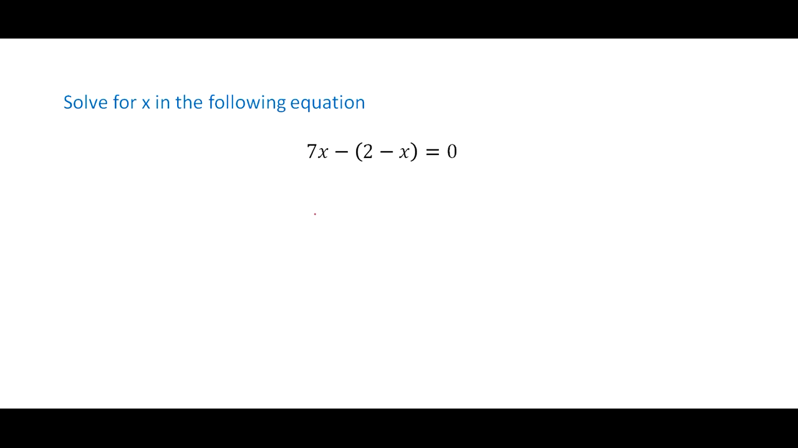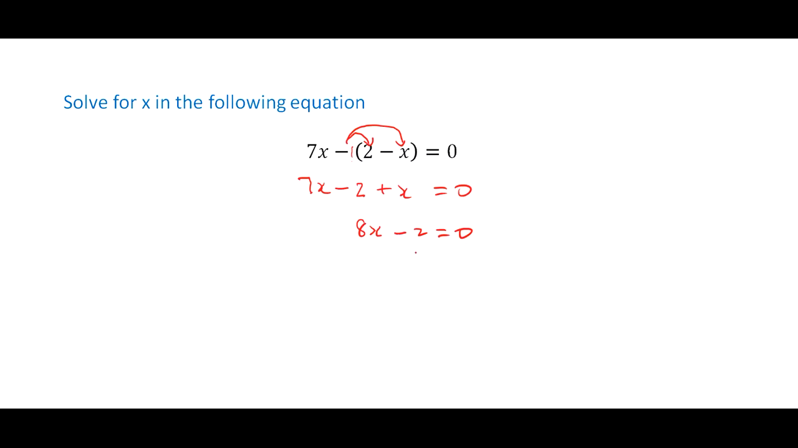Let's look at this one here. So, 7x minus, open brackets, 2 minus x. First thing we should do is remove these brackets. So, 7x. Now, this is the same as saying that you have a minus 1 in front of this. So, if we have to remove the brackets, we're going to do this. Minus 1 multiplied by 2 will give me minus 2. And minus 1 multiplied by minus x will give me plus x. Equal to 0. So 7x plus x gives me 8x minus 2 is equal to 0.